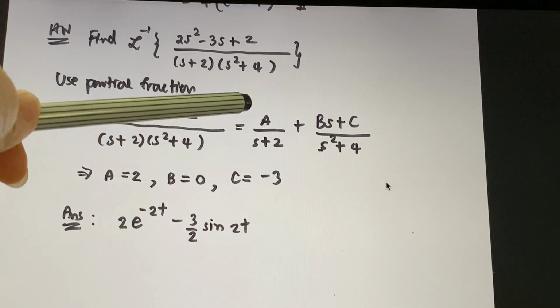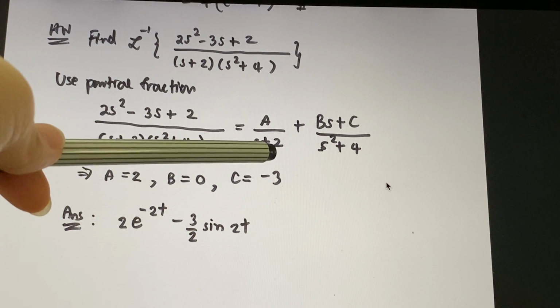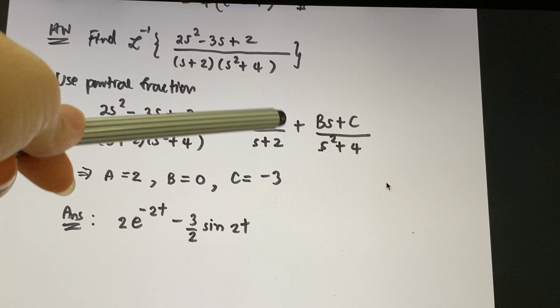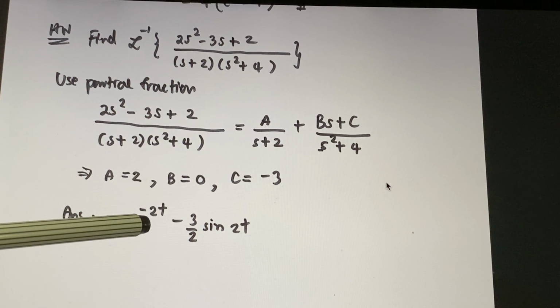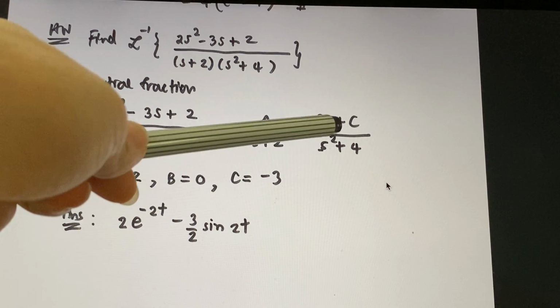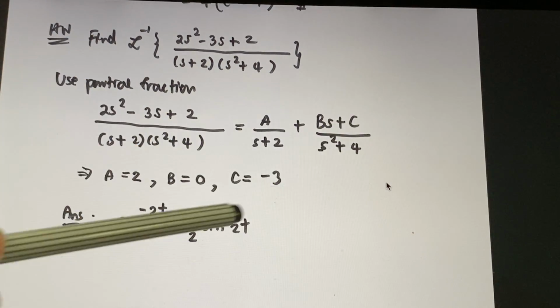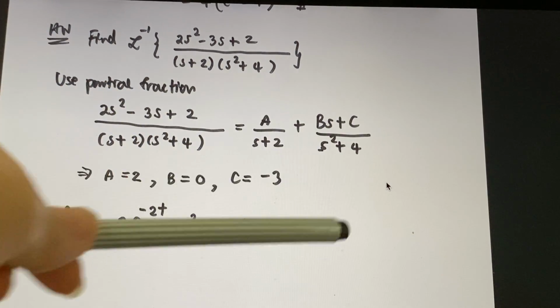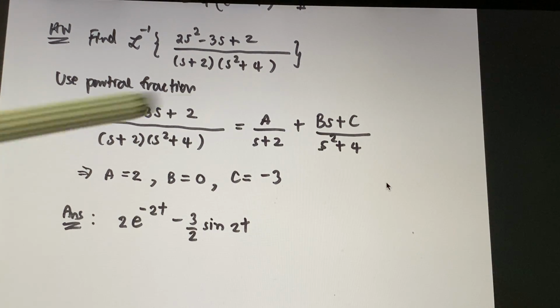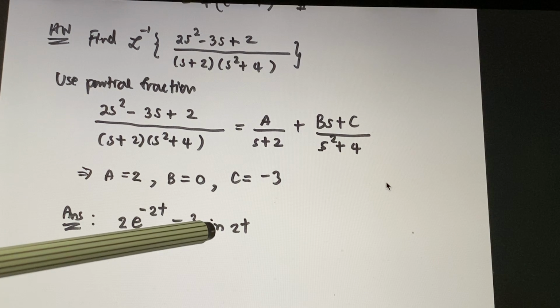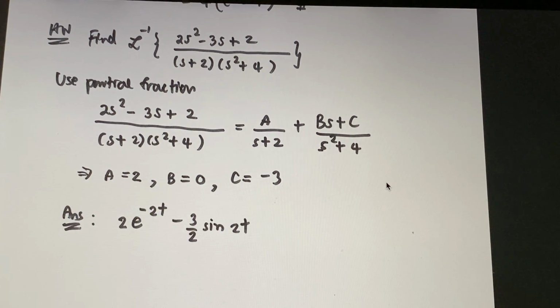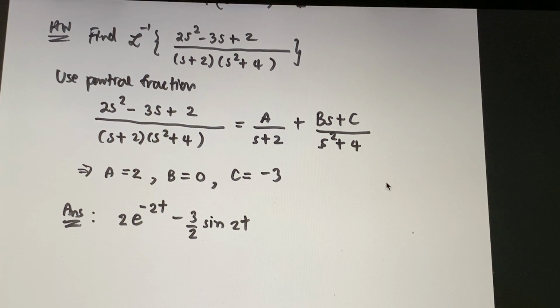Once you plug in, you see this should be simple. It's 2 times 1 over s minus 2, so that's e to the negative 2t, right? And for this one, b equals 0, so you have only minus 3 divided by s squared plus 4. You just simplify the form and you should get 3 over 2 times sine 2t. Shouldn't be hard.